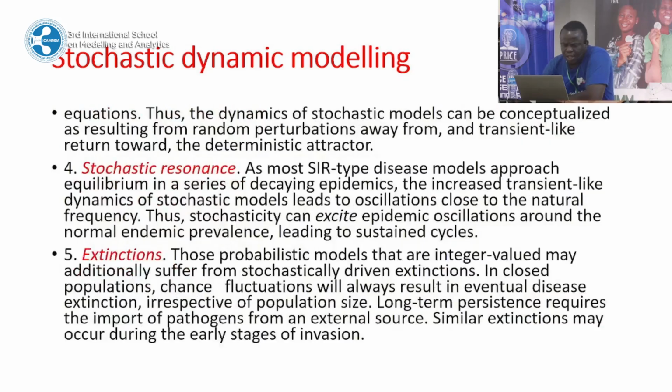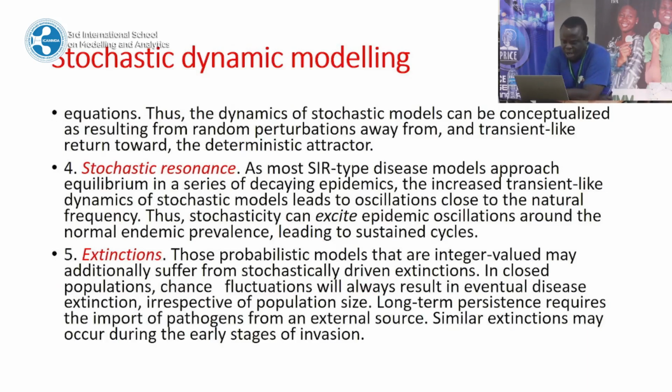So the equation of the stochastic model can be conceptualized as resulting from random perturbations away from, and transient-like return toward, the deterministic factor. Why? As the population becomes very large, due to the law of large numbers, stochastic behavior will be paralyzed. So it ends up becoming deterministic. So now all the behavior you are seeing initially will just vaporize.